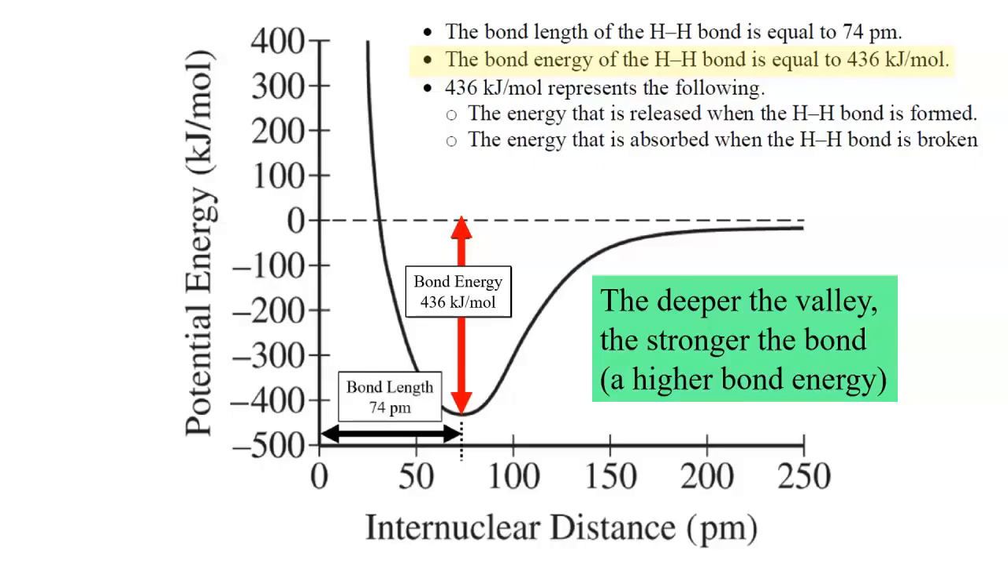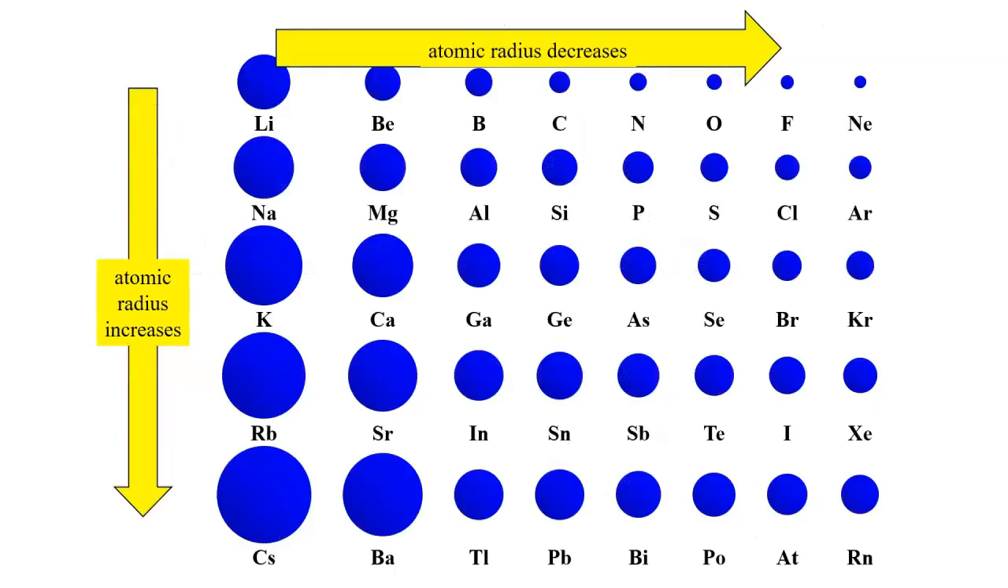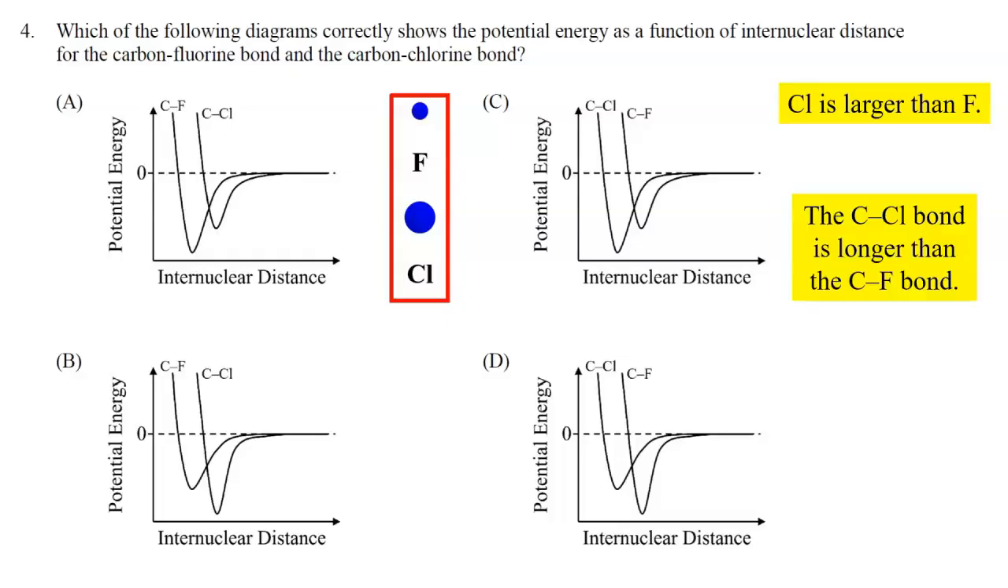So now let's focus on the difference between fluorine and chlorine. As I mentioned when I was talking about question 3, comparing the size of magnesium with the size of calcium, the general trend in atomic radius is that the size of the atom increases as you go from top to bottom down a group. Fluorine and chlorine are in the same group, and chlorine should be larger in size than fluorine. So how does that affect the carbon-chlorine bond relative to the carbon-fluorine bond? Well, if chlorine is larger than fluorine, then the C-Cl bond should be longer than the C-F bond.